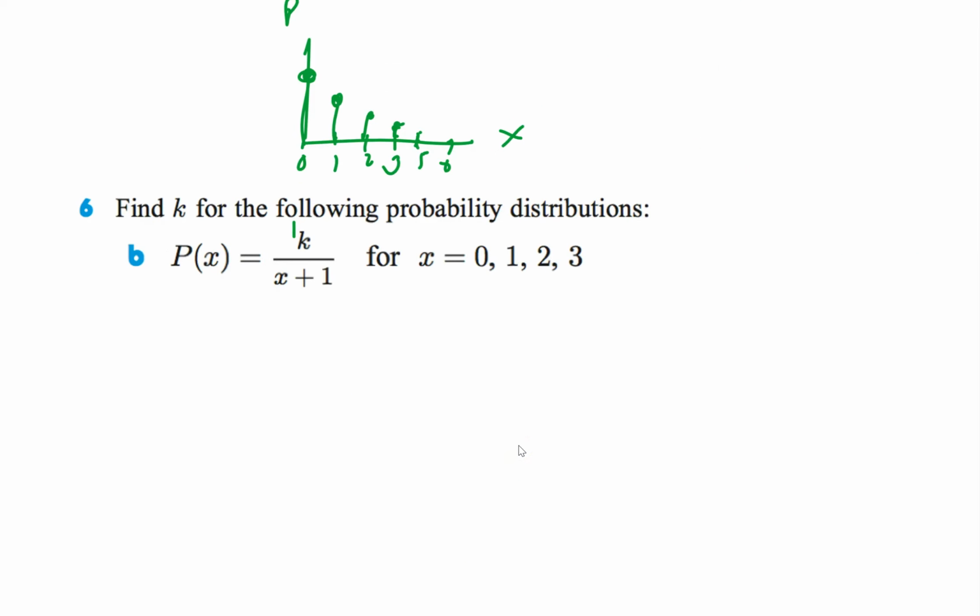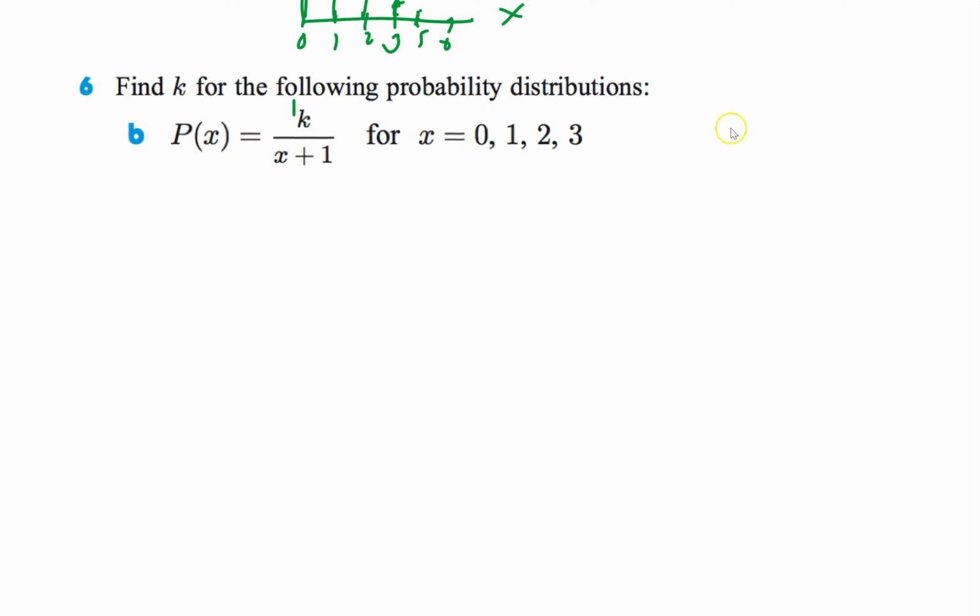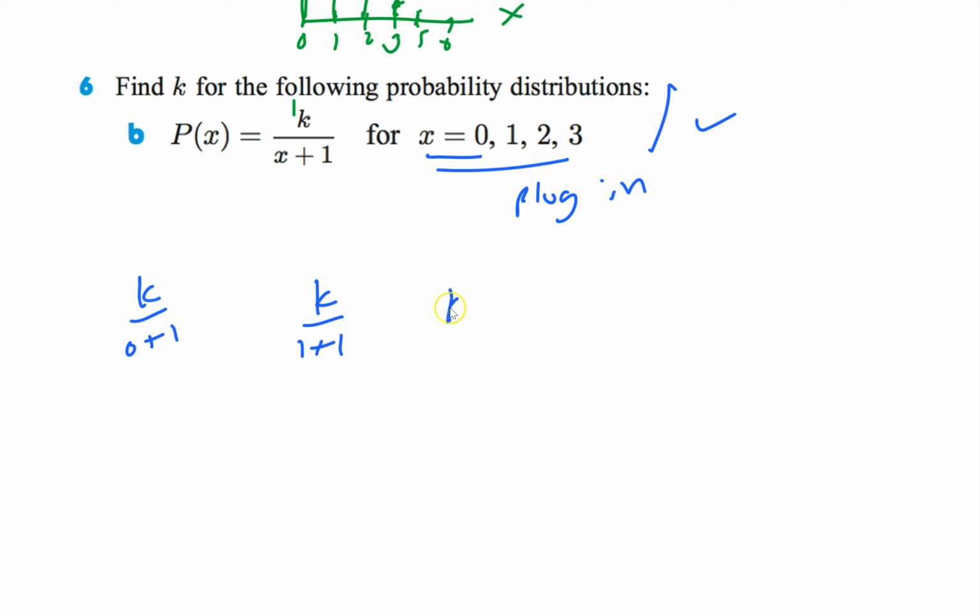Okay, last two. Find K in the following probability distribution. This is one I tend to like. So what they do is they give you this, and they want you to find K. So remember the way this stuff works. You plug this stuff in. Plug in 0. Now again, you're plugging in for X, not for K. So it's going to be K over 0 plus 1. Plug in 1, so it'll be K over 1 plus 1. 2 would be K over 2 plus 1. And 3 would be K over 3 plus 1.